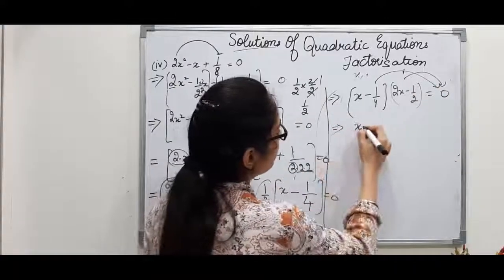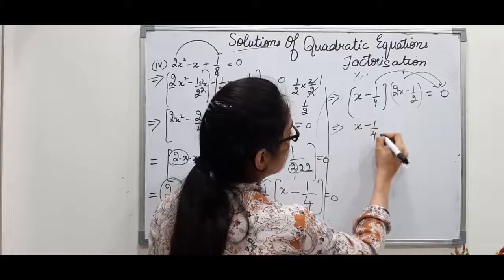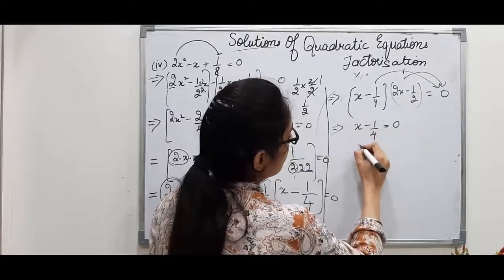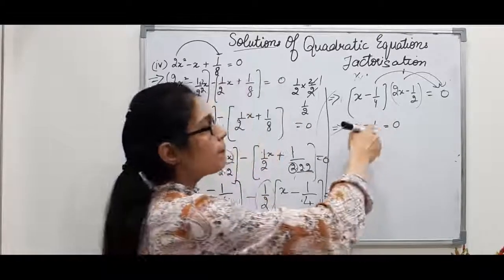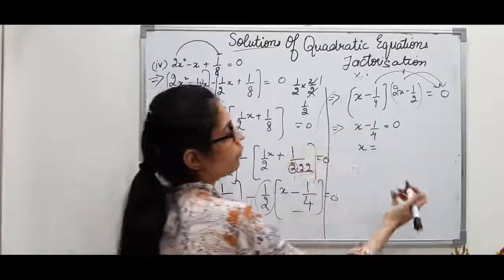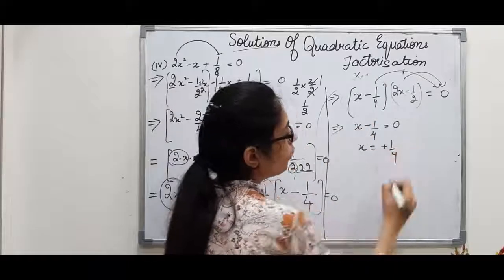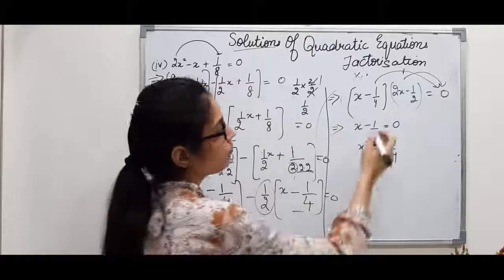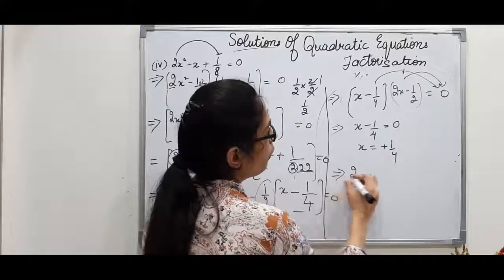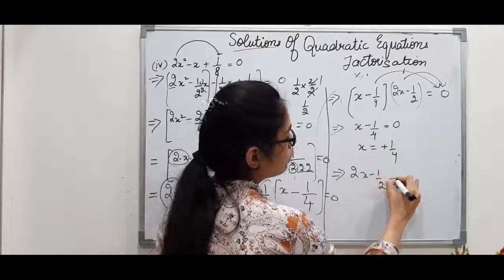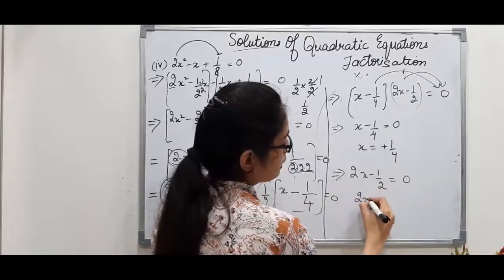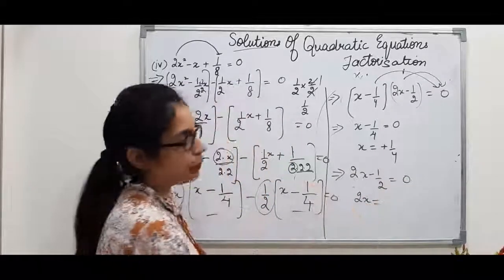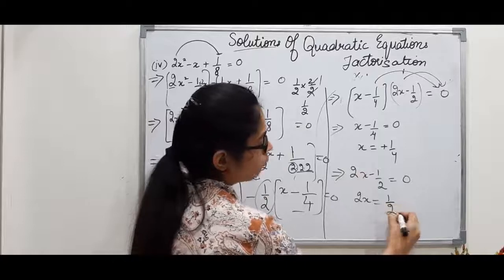So we will find the roots by putting x minus 1 by 4 equal to 0, which will give me x is equal to minus 1 by 4. On shifting to the other side I will get plus 1 by 4, or I can simply write 1 by 4. Second, 2x minus 1 by 2 is equal to 0. So 2x is equal to minus 1 by 2. We will shift to the other side, it will be changed to 1 by 2.